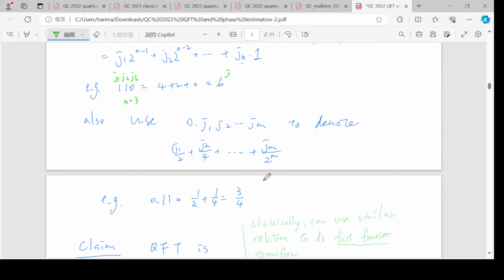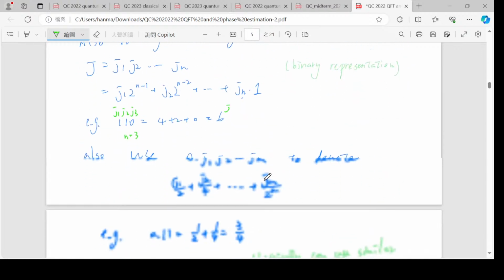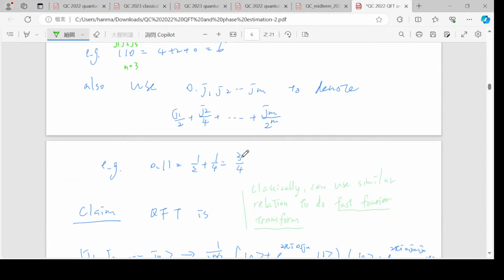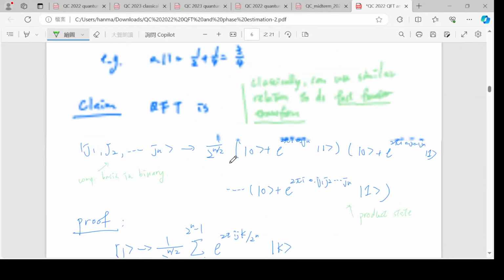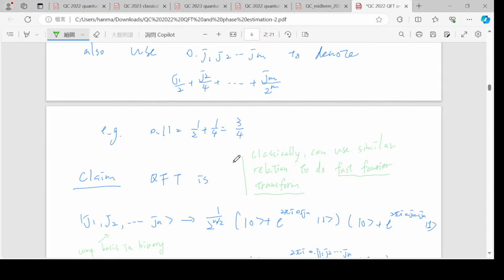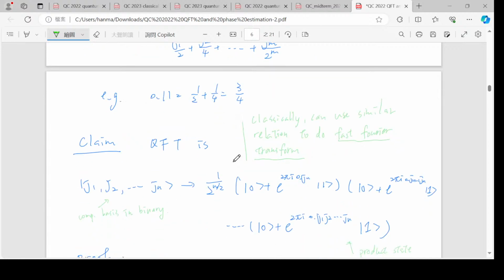Are people okay with the binary notation? So we have the J1 to Jn notation and the 0.J1 to Jm notation, etc. If you are okay, then I don't think we have enough time, so maybe we'll start a little early. But anyway, let's see the claim here.